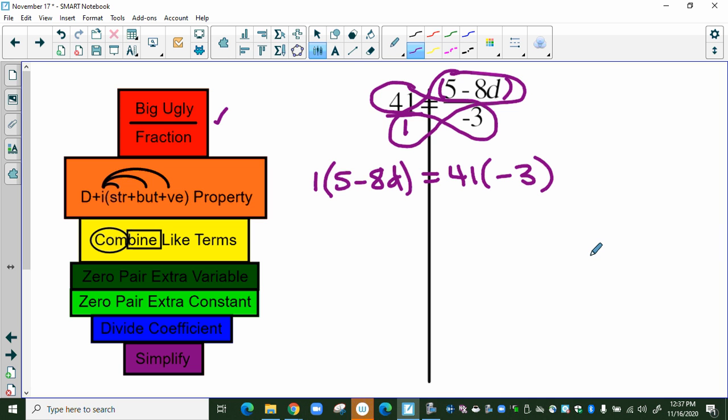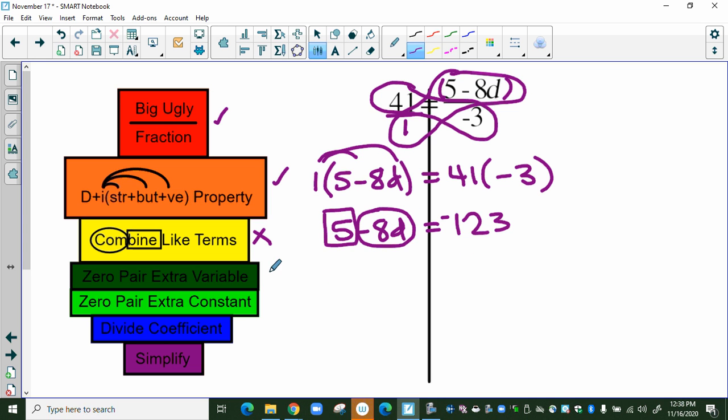Now I've basically just rewritten the problem in a way that doesn't have a fraction in it anymore. Distributive property, again, I'm multiplying times 1, so it's just 5 minus 8d. I can multiply the right side and simplify it. That would be -123. There are no like terms because I have one box and one circle. Can't combine those. I do not have an extra variable because there's a d on the left, but there's no d on the right. I do, however, have an extra constant.